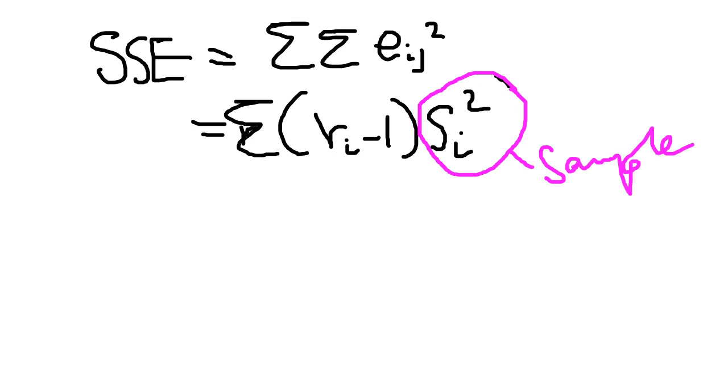Go back to first year if you don't know how to find the sample variance and get the formula. If I remove the squared there, it will be the sample standard deviation. R is the number of replications. R replications. Any question?